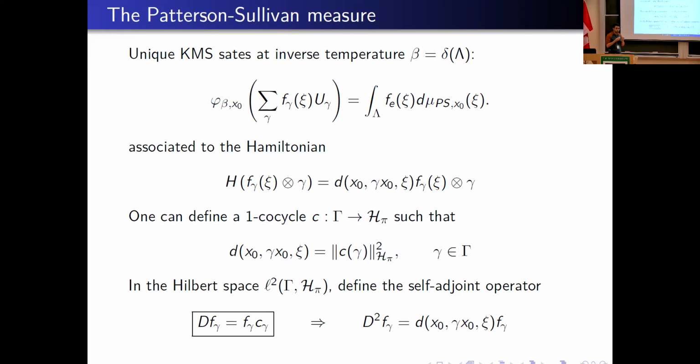So it's a measure that is related to the dynamical properties of the action of this element of your group, and it's a conformal measure. You have a Hamiltonian associated to this state, and from this you can build one cocycle such that the square of this cocycle gives you back the distance, and you can define a Dirac operator associated to this one cocycle, such that from the square you recover the Hamiltonian.